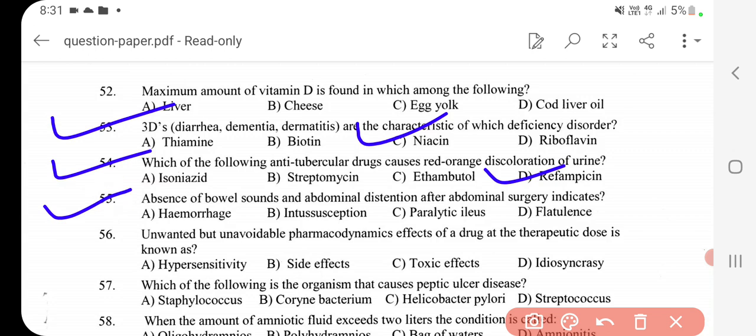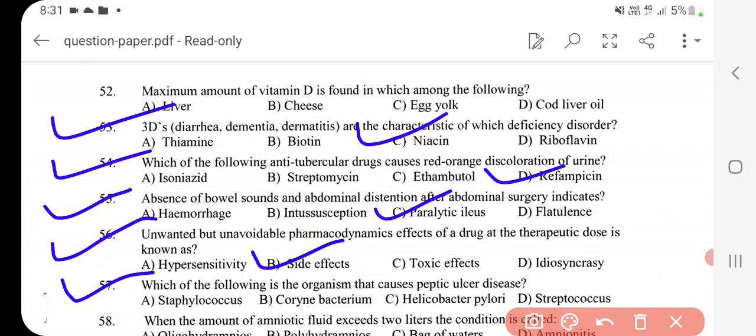Next, 55. Absence of bowel sounds and abdominal distension after abdominal surgery indicates option C, paralytic ileus. Next, 56. Unwanted but unavoidable pharmacodynamic effect of a drug at a therapeutic dose is known as hypersensitivity, side effect, toxic effect, idiosyncrasy. So right answer is B, side effect.